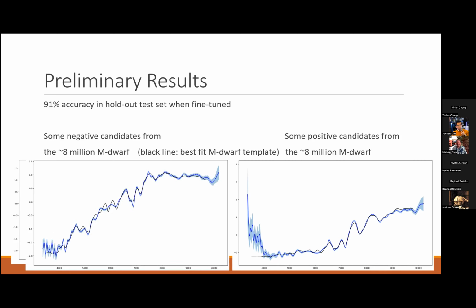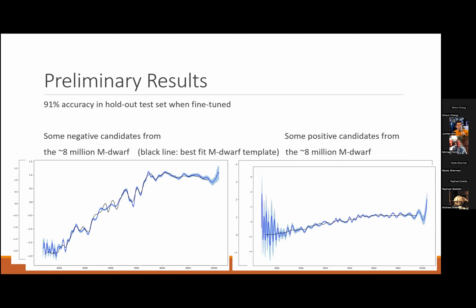Here's another one. You can see here, the template itself is still a pretty good fit. However, sometimes for a positive candidate you cannot just say yes, this is a positive candidate because they have some kind of excess flux. Yes, there is a small amount of them, but it's also pretty noisy. However, if you do the fitting, the black line, the white dwarf template, is not the best fit.